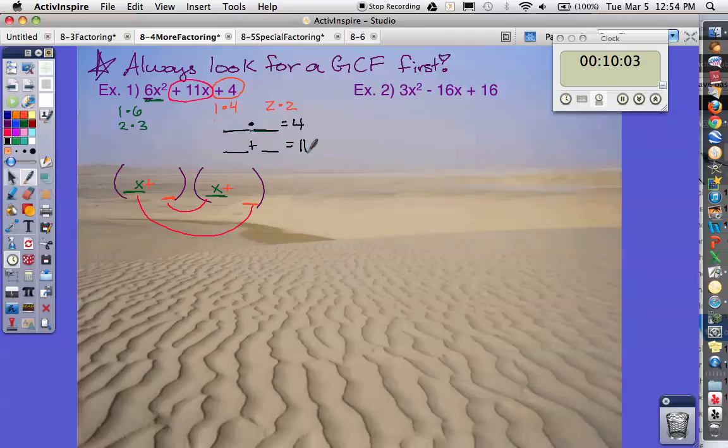It's like a puzzle, okay? So let's think this through. Let's just try some on this first one, okay? We know it has to be 1 and 4 or 2 and 2. Let's try 2 and 2 first because we won't have to move them.